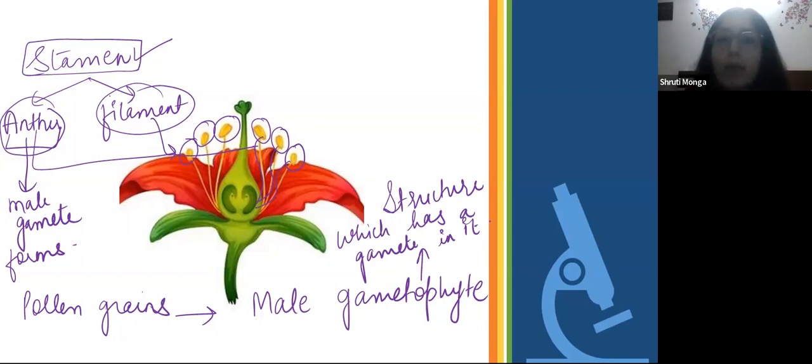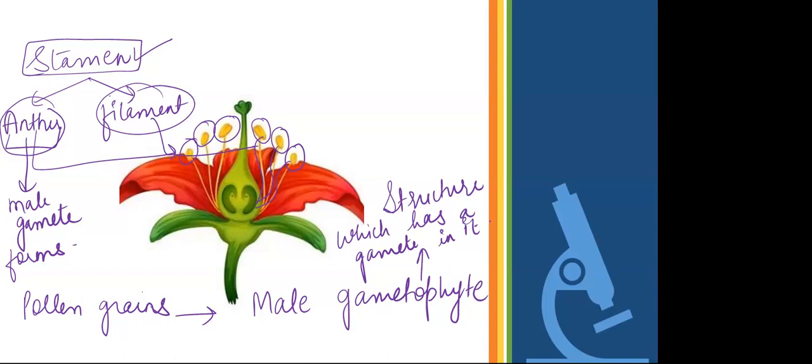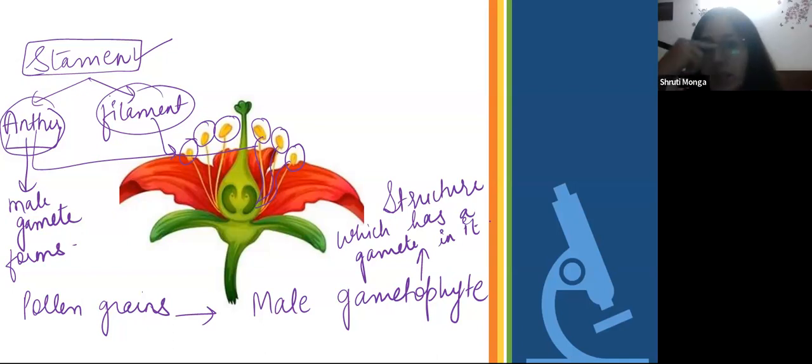Are you writing something from this, or should I erase? We'll just write. Yeah, just write this gamete thing.